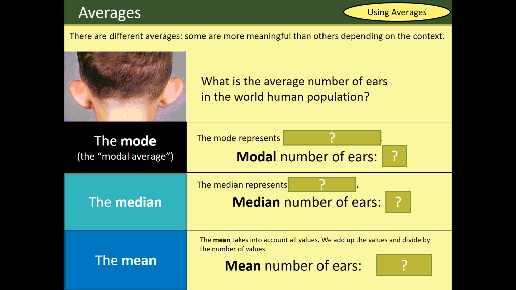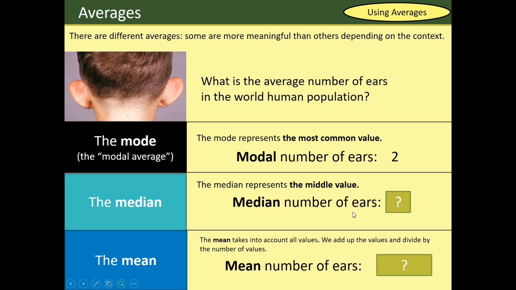So some of those averages are more meaningful than others depending on the context. So if we think, what's the average number of ears in the world human population? Well, the mode represents the most common value. The modal number of ears will be 2, because most people have 2 ears. The median represents the middle value. If we put everyone's numbers of ears in order, we'd have a few people at the bottom who've got 0 or 1. And then after that very small number, the middle value will be 2. So the median number is 2.